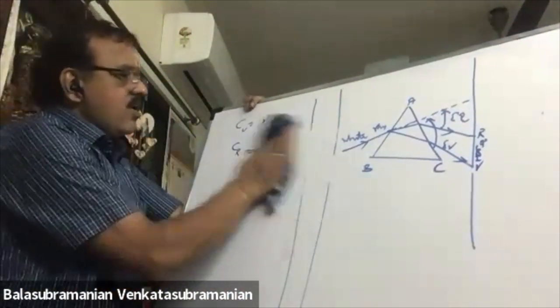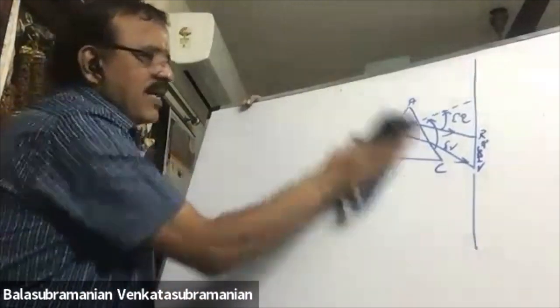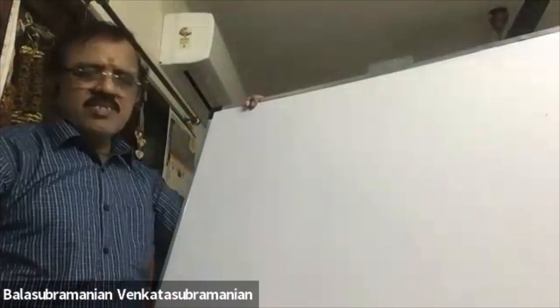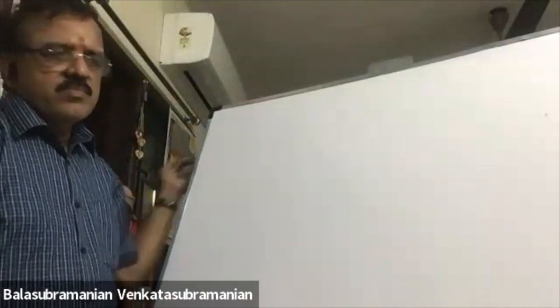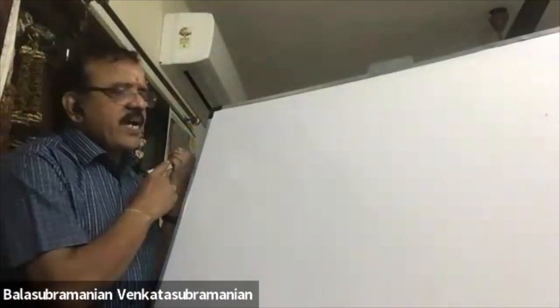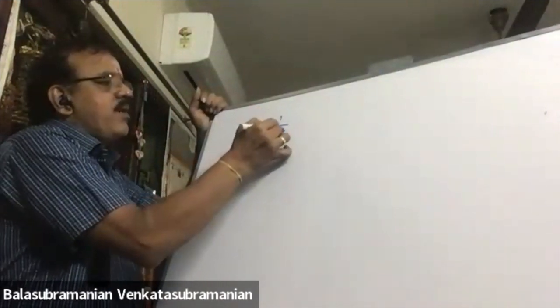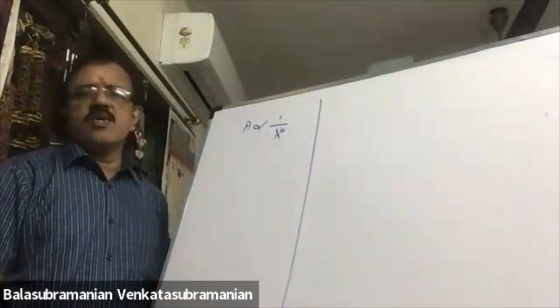Rayleigh's scattering law. Other than reflection and refraction, we have a new term known as scattering. The amount of scattering is inversely proportional to 1 by lambda power 4. It's called Rayleigh scattering.